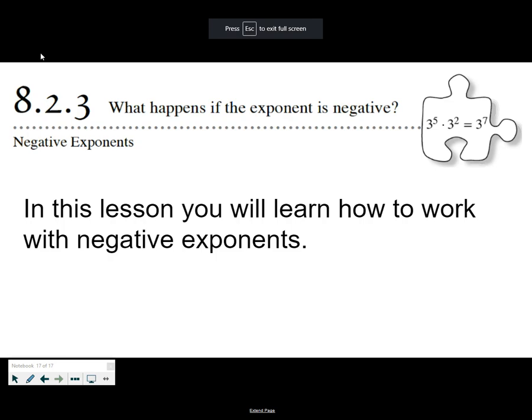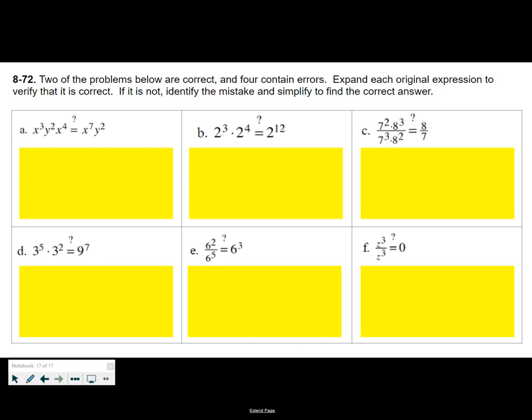This is a video for 8.2.3 on negative exponents. In this lesson, you learn how to work with negative exponents. It says 2 of the problems below are correct and 4 contain errors. Expand each original expression to verify that it's correct. If it's not, identify the mistake and simplify.